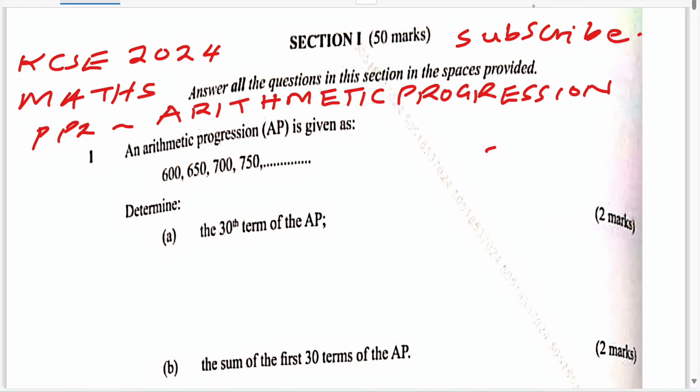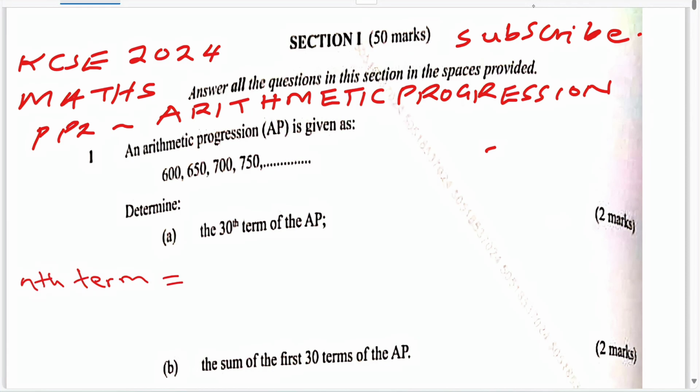Hii swali ni swali la Arithmetic Progression, which is series and sequences. Swali lasema, an arithmetic progression AP is given as 600, 650, 700, 750, dash. So kuna namba zingine hapo za fuatilia. Determine question A, the 30th term of the AP, question B, the sum of the first 30 terms of the AP. So katika swali lako la kwanza, wauliza kutafuta nth term.